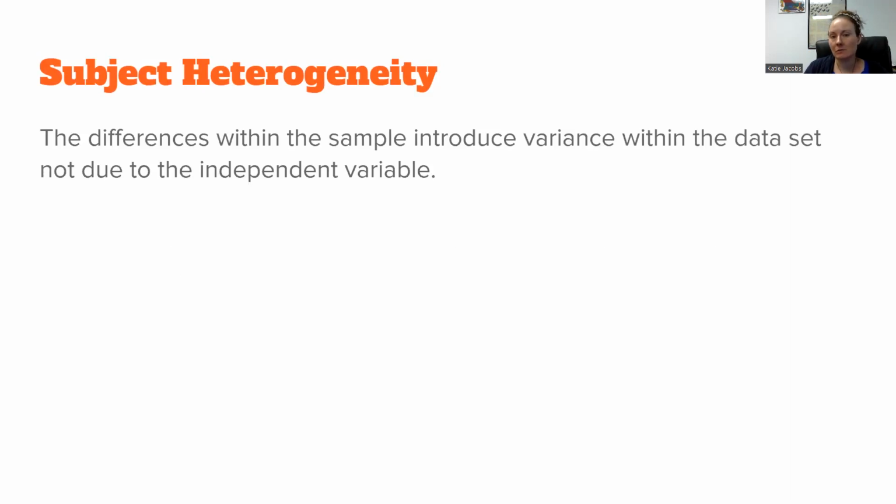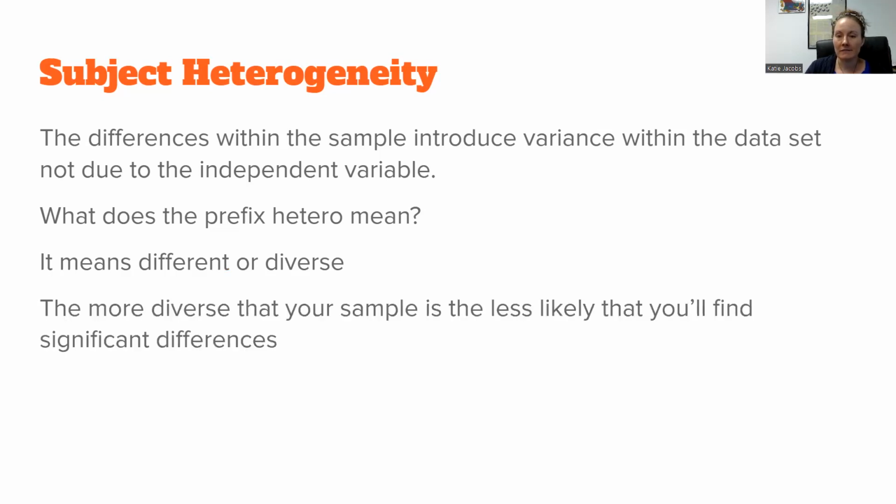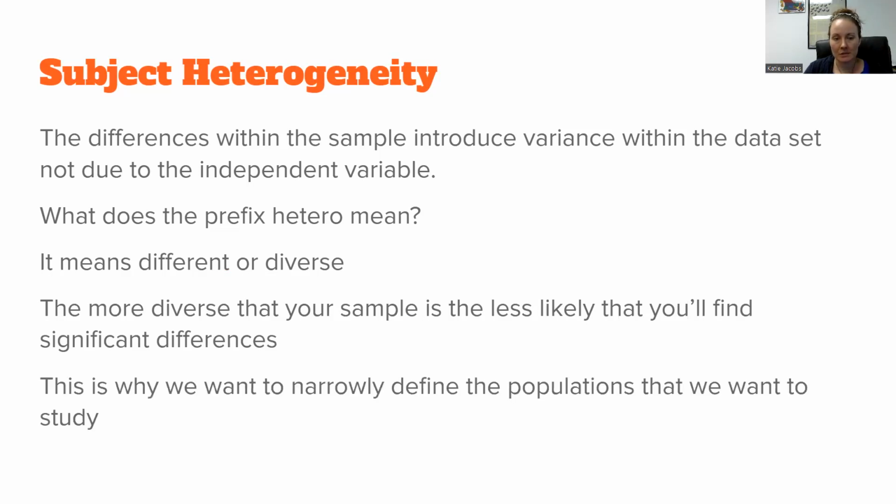We also have subject heterogeneity. This is differences within a sample that introduce variance within the data set that's not due to your independent variable, or your IV. What does the prefix hetero mean? It means different. So when we're looking at heterogeneity, we're saying that the participants are different from one another in ways that influence our independent variable. The more diverse that your sample is, the less likely that you're going to find significant differences, which we're typically hoping to find as researchers. So this is why we want to narrowly define our populations to what we want to study. And then your study can always be replicated with other samples later on.